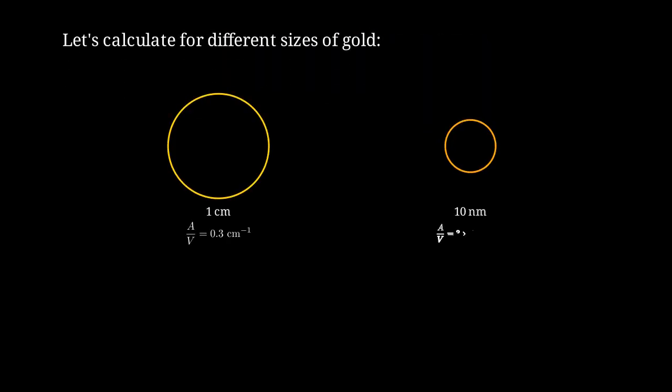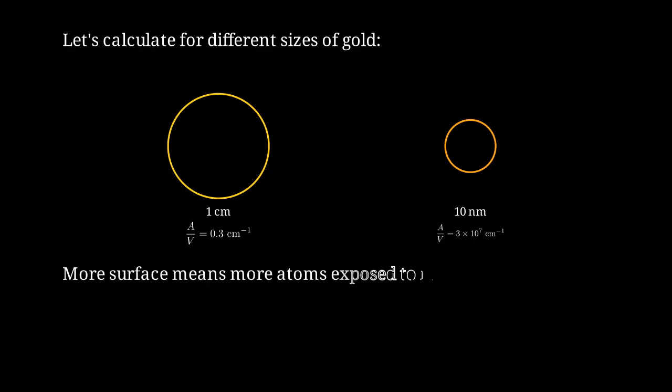A 1 centimeter gold sphere has a surface-to-volume ratio of 0.3 per centimeter, but a 10 nanometer gold particle has a ratio 100 million times larger. This massive increase in surface area means many more gold atoms are exposed and available to participate in chemical reactions.